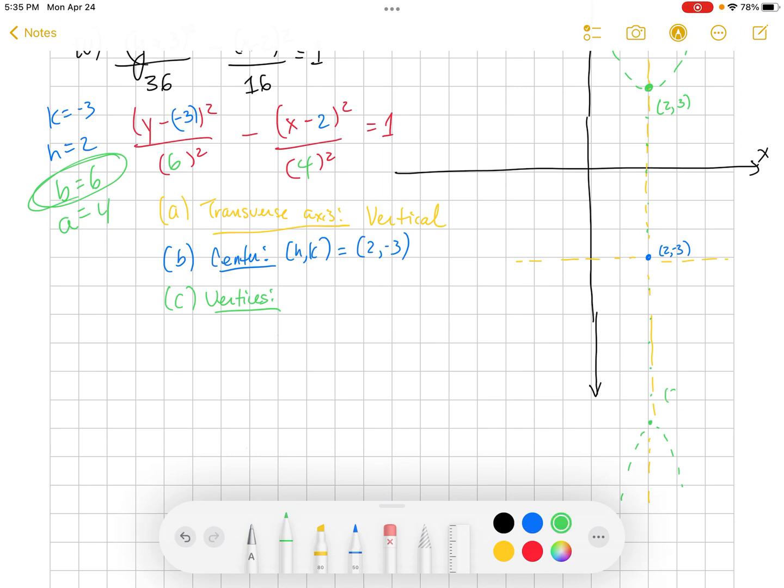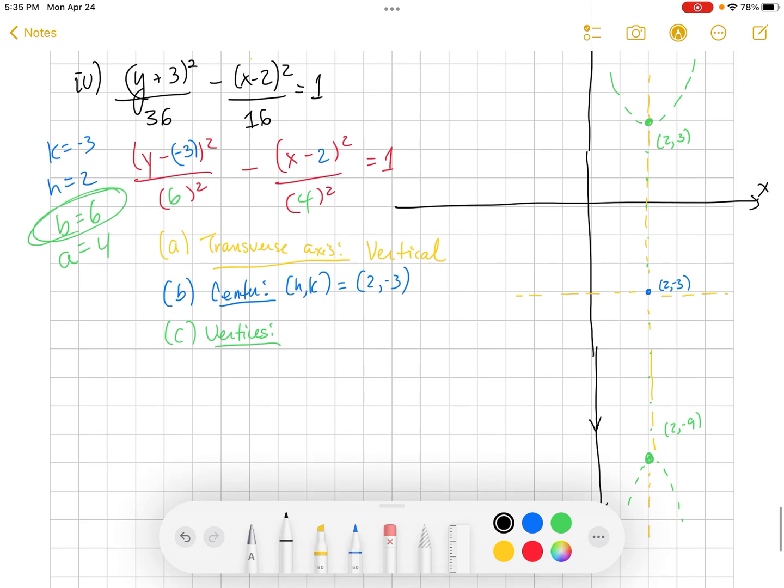What point is that? That's going to be 2. I got the wrong color, don't I? Let's make it green. 2, negative 9. That point right there. So, vertices, as said, are 2 comma 3, and 2 comma negative 9.